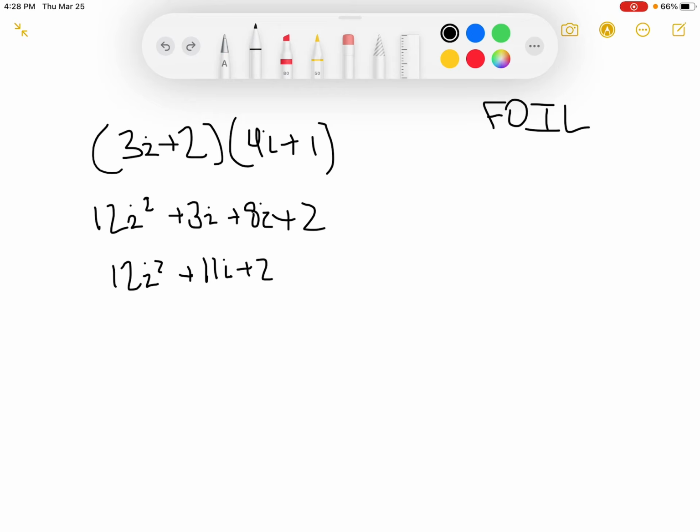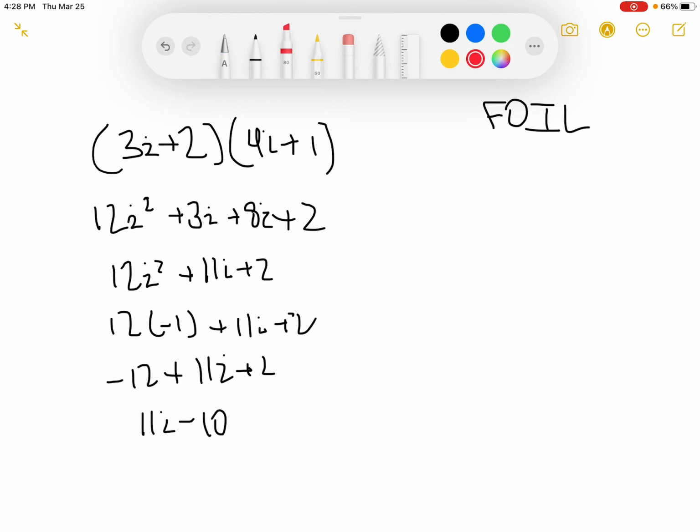And just to confirm why: i means the square root of -1, so i squared is -1. Now we change that to -1, and anytime you multiply something by -1, it really just changes the sign, so it turns into -12 plus 11i plus 2. That turns out to be 11i minus 10 when you combine -12 and 2. So that is what this simplifies to.